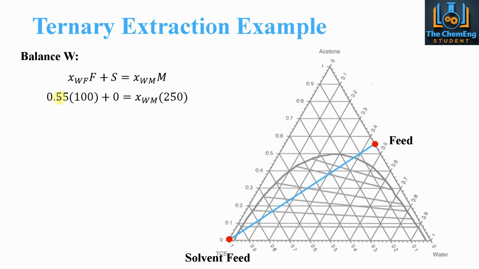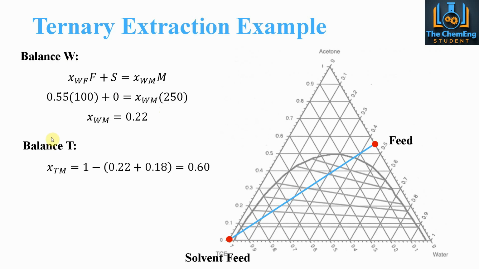Now we just repeat the same process, but this time on the water. We know that the water constitutes 55%, so we multiply that by 100, and then divide by 250. That tells us that we have 22% water at the mixing point. Then the remaining balance, for the TCE, is 1 minus the summation of the composition of the water plus the composition of the acetone. That tells us that we have 60% TCE at the mixing point.